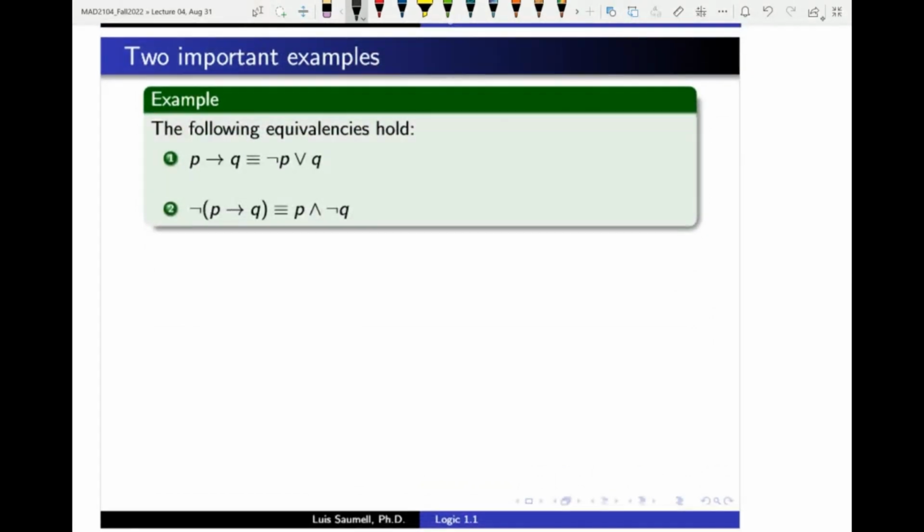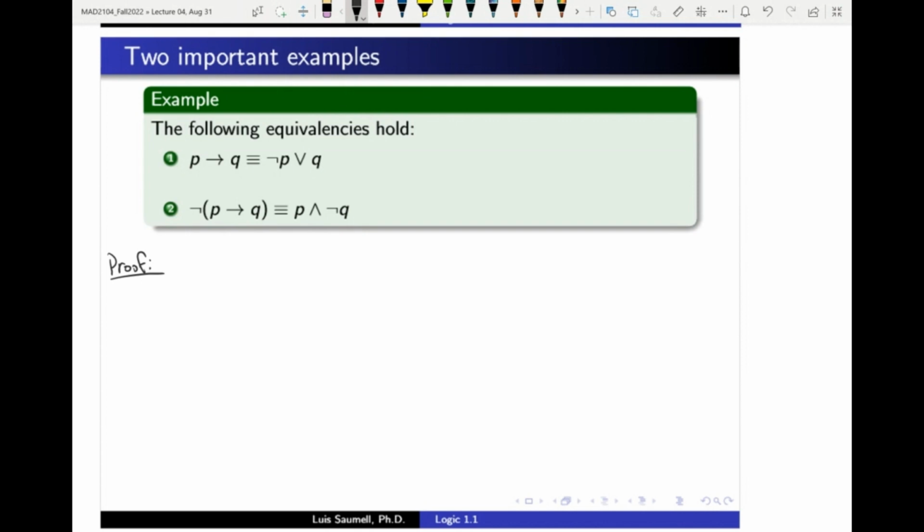All right, so let me do this. So proof, I'm going to prove both of these because these are very important. Number two, what's the importance of number two? It tells you how to negate a condition. Above, we saw how to negate OR and AND. Now, if you want to negate an implication, this is how you do it. You negate it by saying P and not Q.